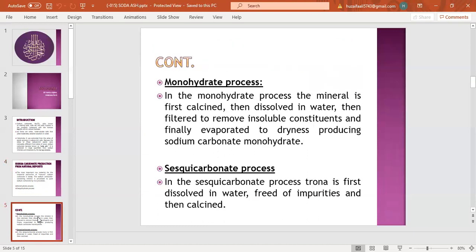Monohydrate process. In the monohydrate process, the mineral is first calcined, then dissolved in water, then filtered to remove insoluble constituents, and finally evaporated to dryness, producing sodium carbonate monohydrate. Sesquicarbonate process. In the sesquicarbonate process, trona is first dissolved in water, freed of impurities, and then calcined.